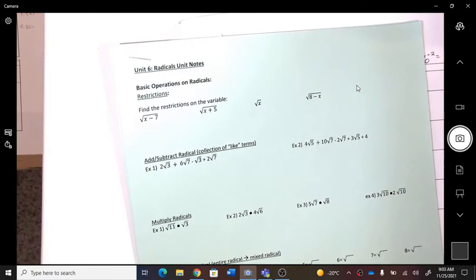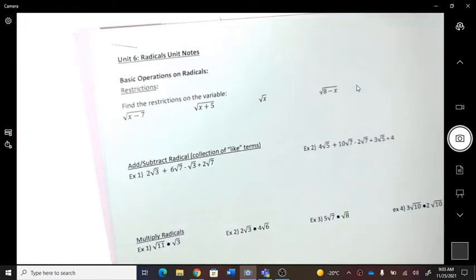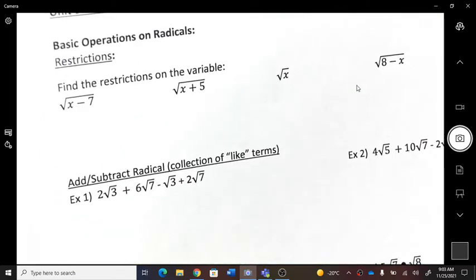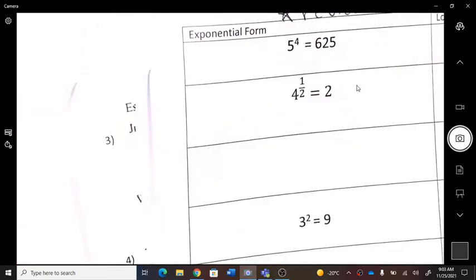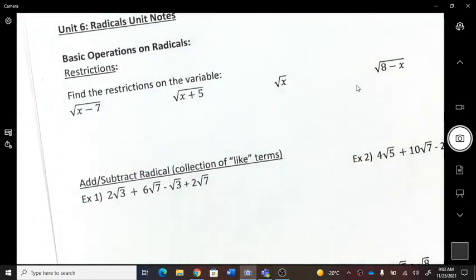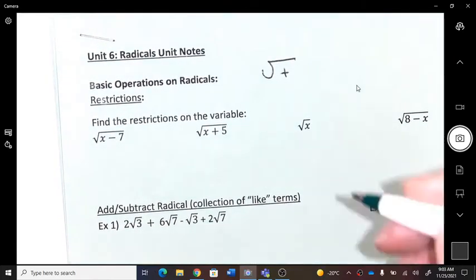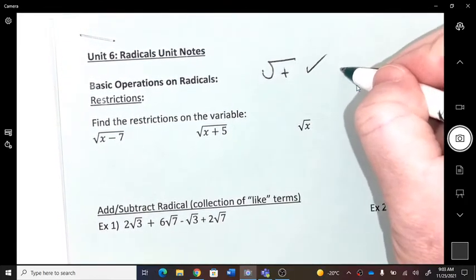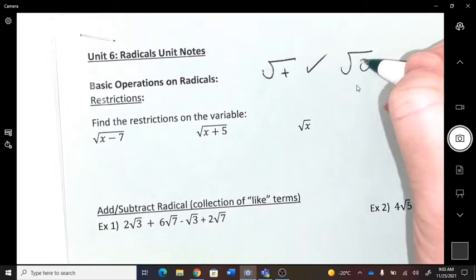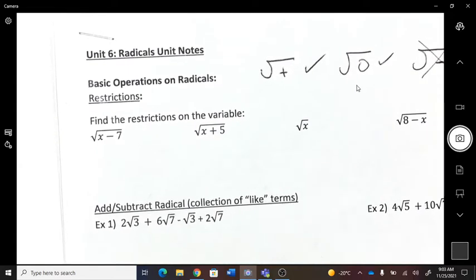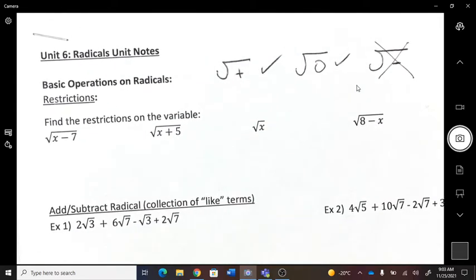Radical is a root. Okay, so we're going to be dealing with square roots. What do we know about square rooting? You can't root a negative. So the root of a positive number, that's good. Can you square root 0? Yeah. That's good. Square rooting a negative, however, is something that doesn't work. Okay, square rooting a negative number.